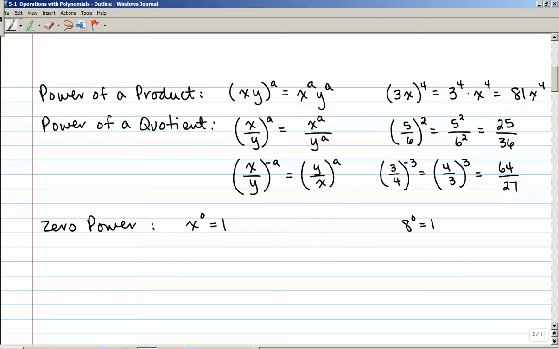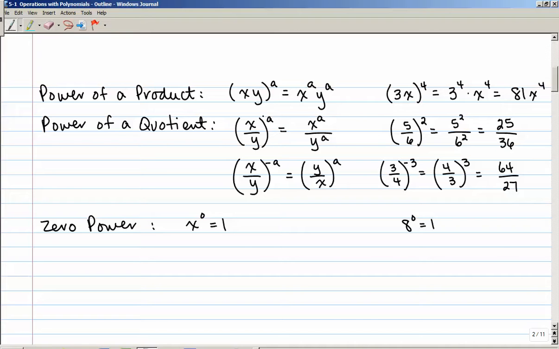The power of a product. So if I have x times y raised to the power of a, that's the same as x to the a times y to the a. An example of that would be 3x, the whole thing raised to the power of 4. That's the same thing as 3 to the 4th power times x to the 4th power. 3 to the 4th is 81, so it'd be 81 x to the 4th.